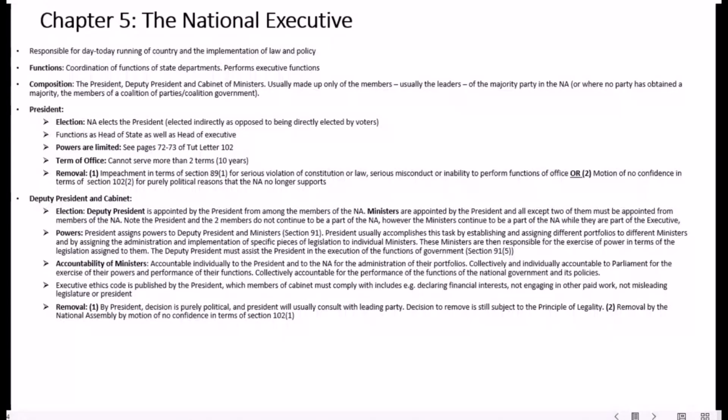And then the removal, colleagues, of the deputy president or cabinet. They can either be removed by the president, and this decision is purely political, but the president will usually consult with the leading party before actually removing the deputy president or cabinet. And then they can also be removed by a motion of no confidence, and this is by the National Assembly, and this is provided for in section 102, subsection 1.